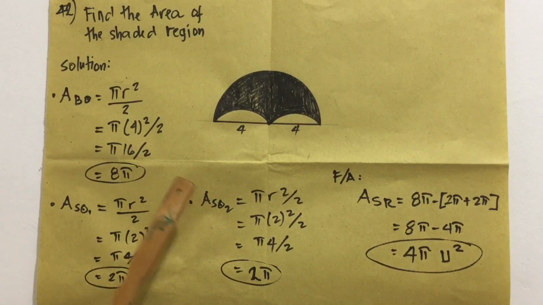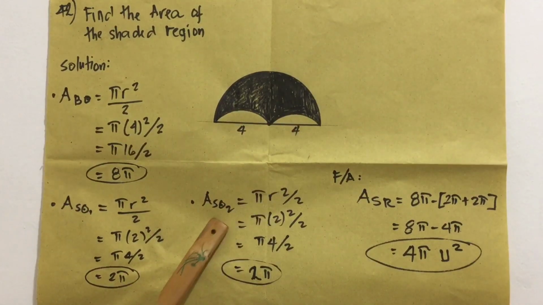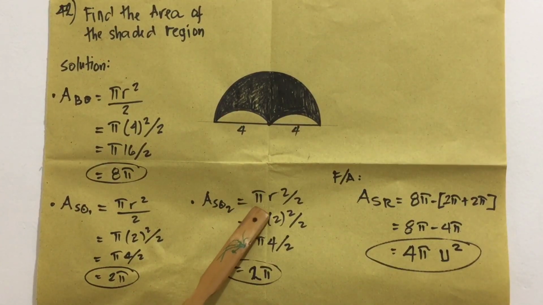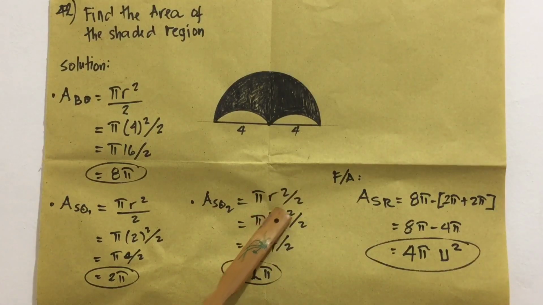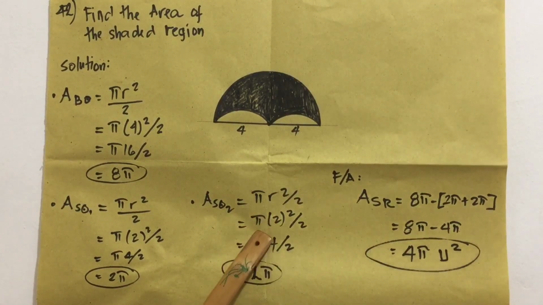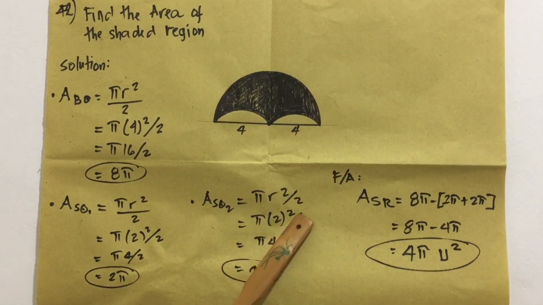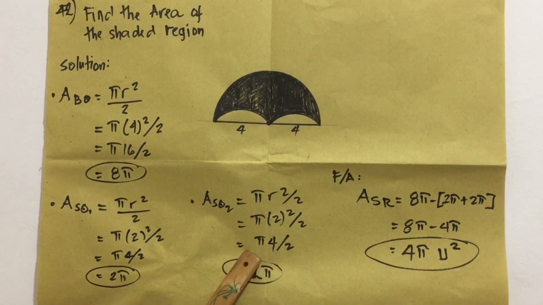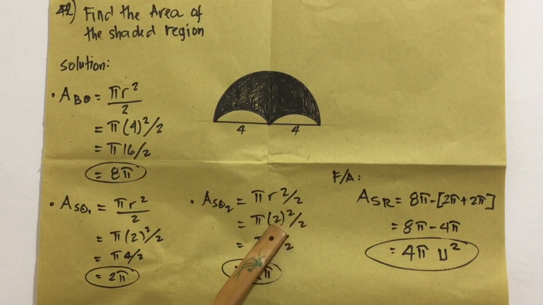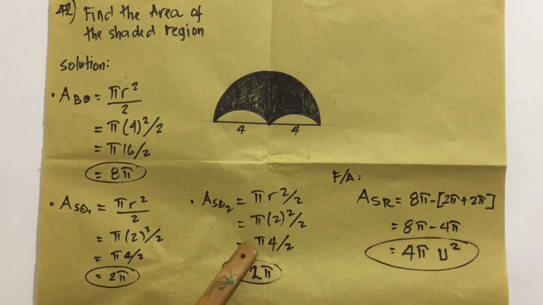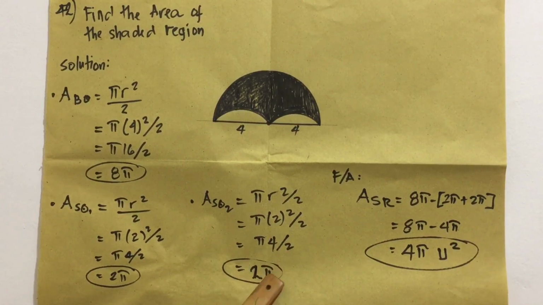For the second semicircle, we use the same formula, pi r squared divided by 2. Pi times the radius is the same, the half of 4 is 2. Then divided by 2. Then extract the exponent. 2 times 2 equals 4. Divided by 2 equals 2 pi.